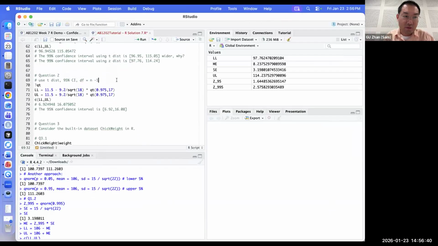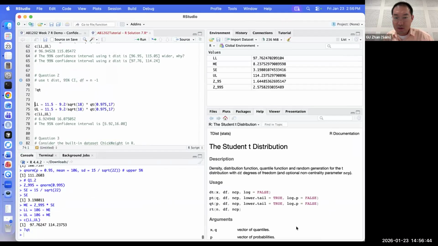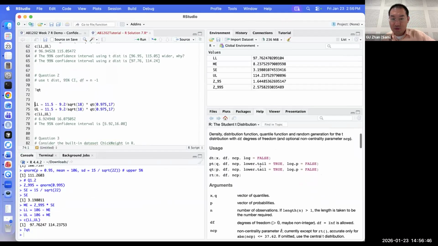Question 2 is straightforward. First, let's have a look at QT. It's the student t distribution. dt is the PDF, the probability density function of the t distribution. Then pt is the CDF, the cumulative distribution function. It gives you the probability. qt is the inverse function. Then rt gives me random numbers.